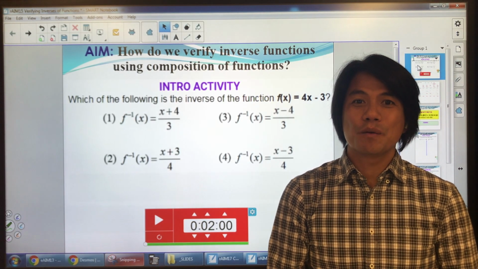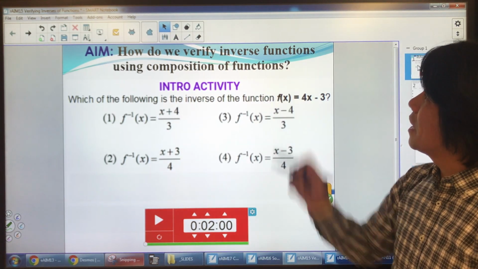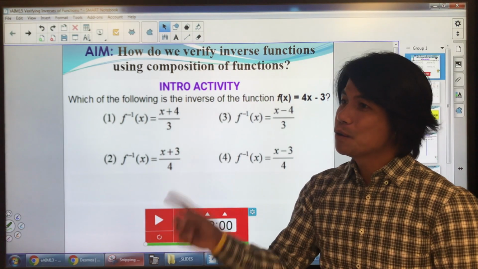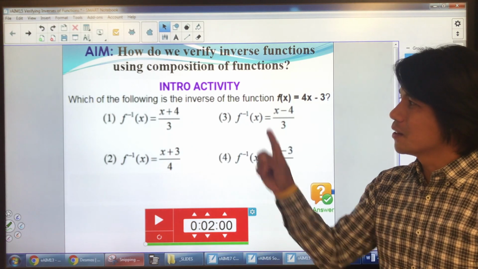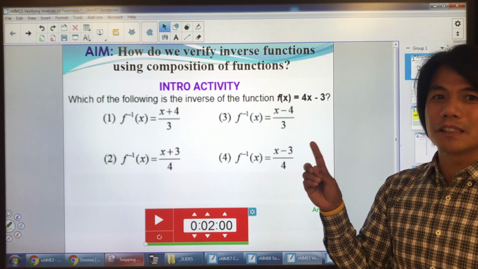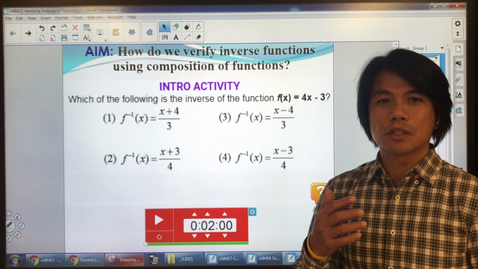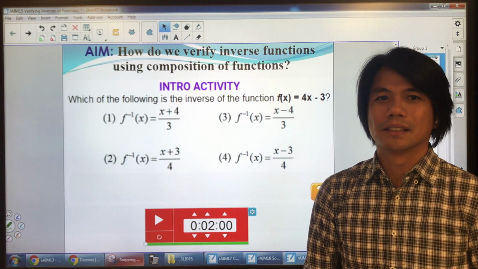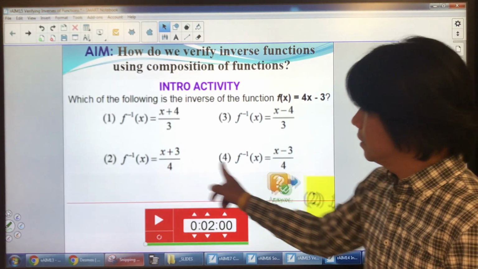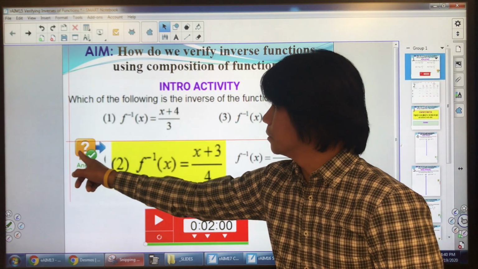M. Today we're going to learn how to verify inverse functions using composition of functions. So go ahead and complete the intro activity first. Be sure to pause your video while you're doing it. Come back once you're done to check your answer. And the answer is option 2.